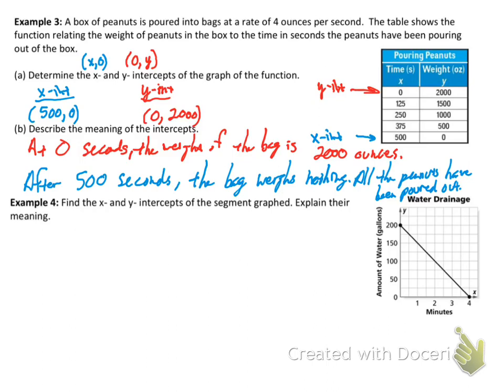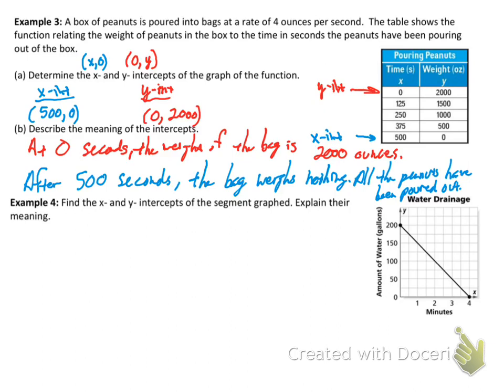Okay? So the y-intercept, that's our beginning. At the very beginning, we're at 2,000 ounces. We haven't poured out anything yet. But it will only take about 500 seconds to pour out all of the peanuts into the bags. Okay? So that's how you do it based off of a table.